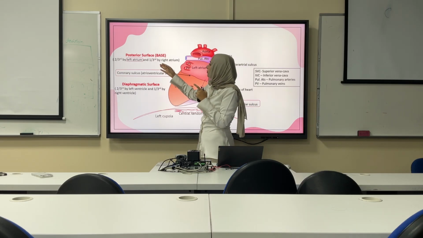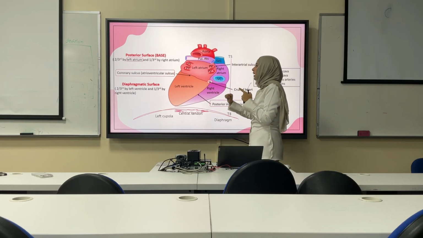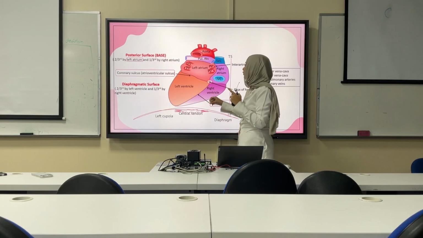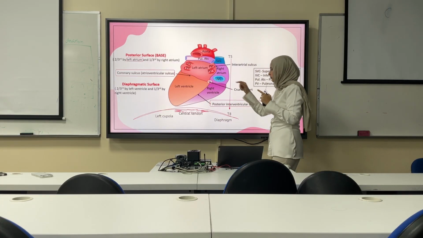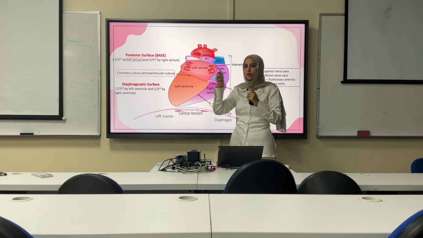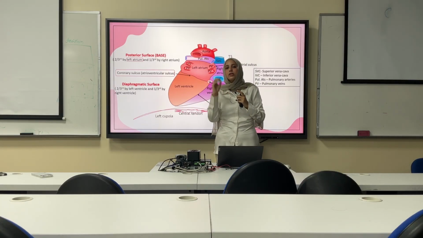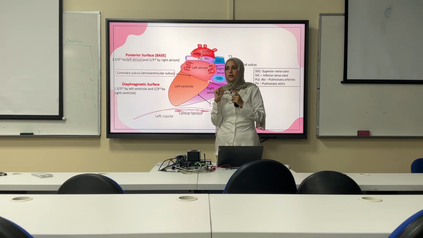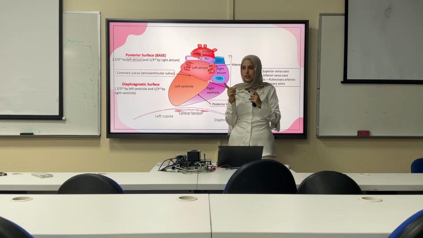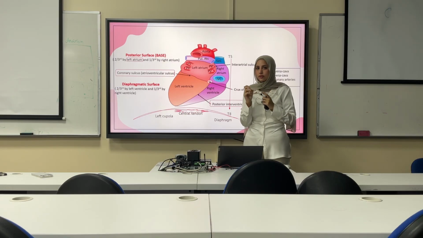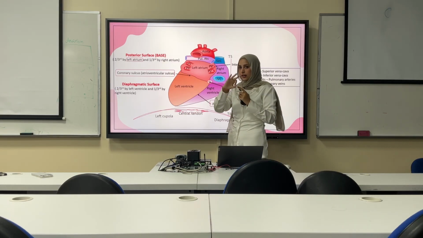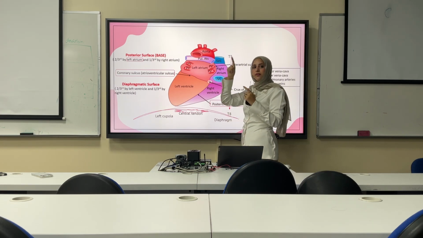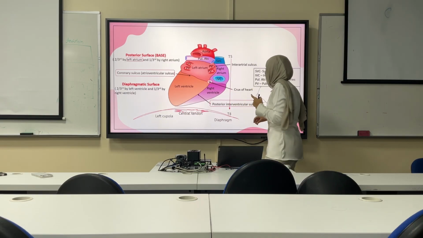So the posterior surface, the base, is mainly formed by the left atrium. What do you find behind it exactly? You find the two right pulmonary veins. Okay, and then two more things. What is right behind the heart? The esophagus and the descending aorta. So you have three things behind the base of the heart: the two right pulmonary veins, the esophagus, and then the descending aorta.